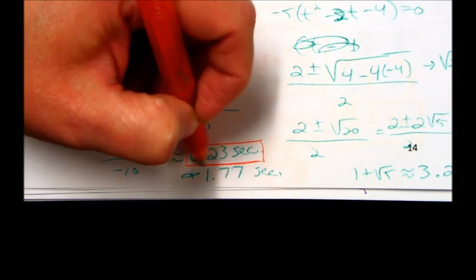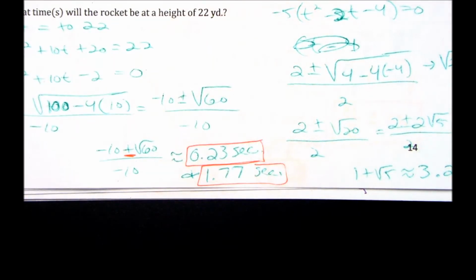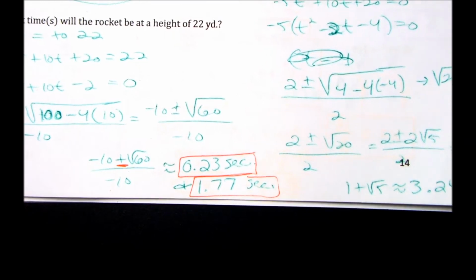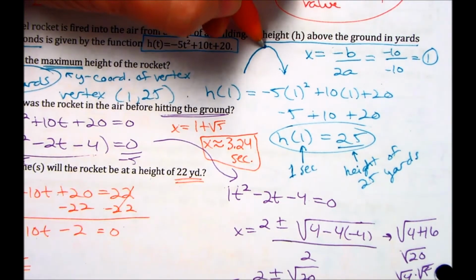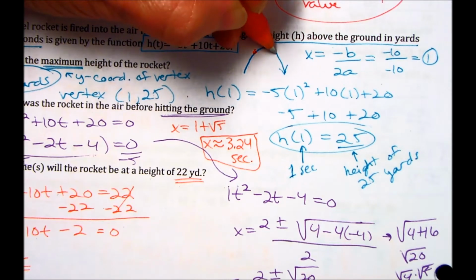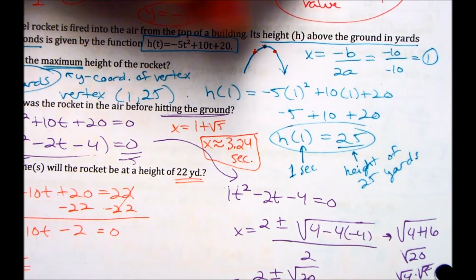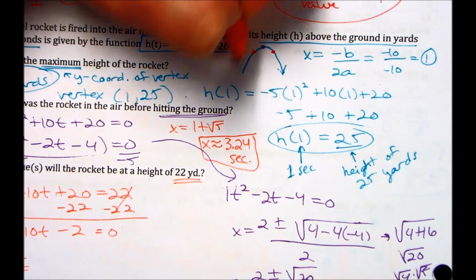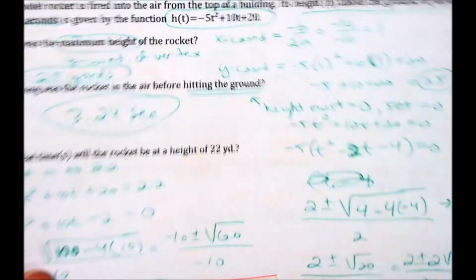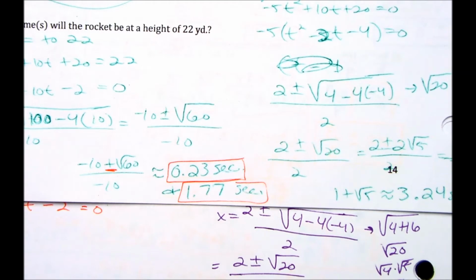So why are there two solutions? Well, let's think about it. If you go back and look at the graph that I had drawn, if 25 is the highest height, then wouldn't it hit 22 somewhere along the way up and somewhere along the way down? Yes, so there would be 2 times at which it would be 22 feet high. And those 2 times are at approximately 0.23 seconds and 1.77 seconds.